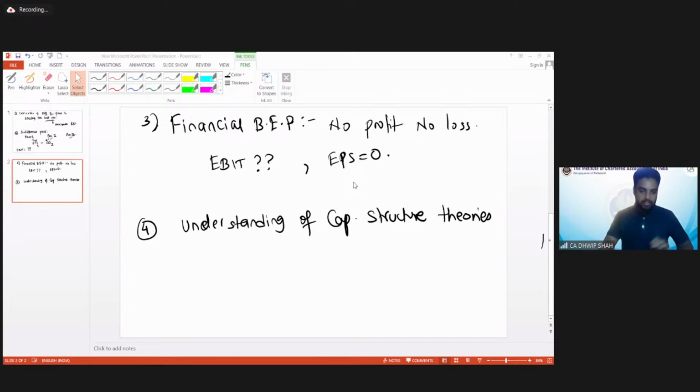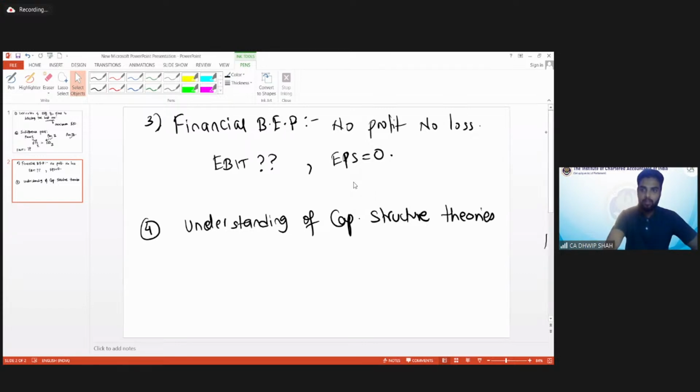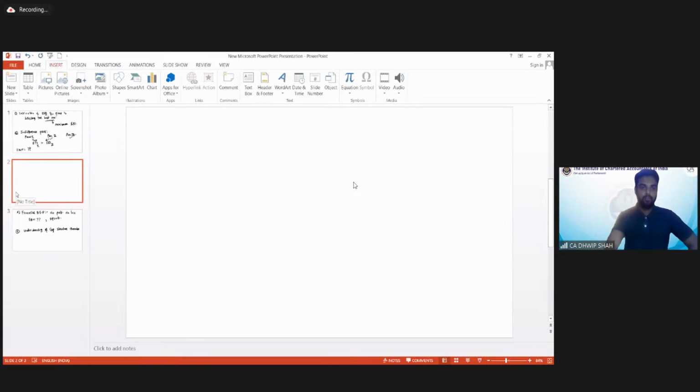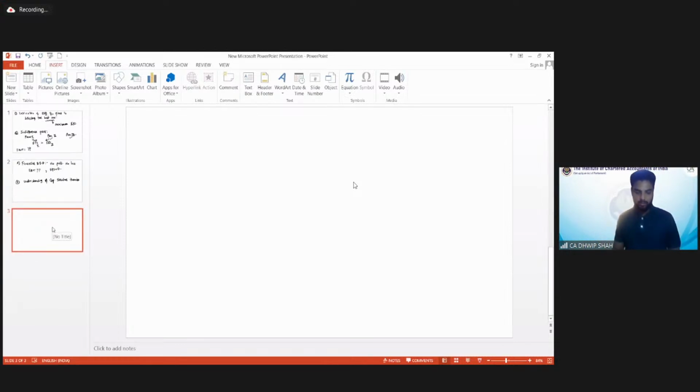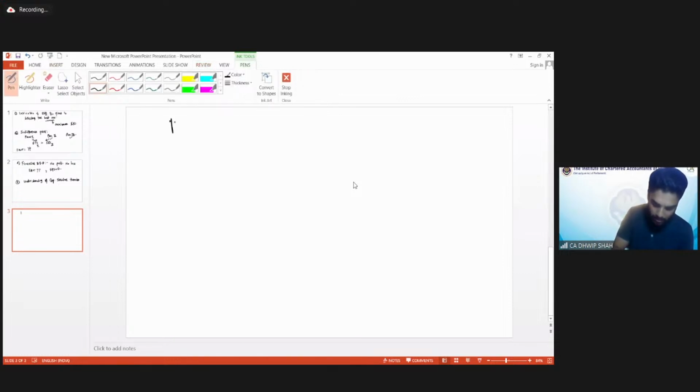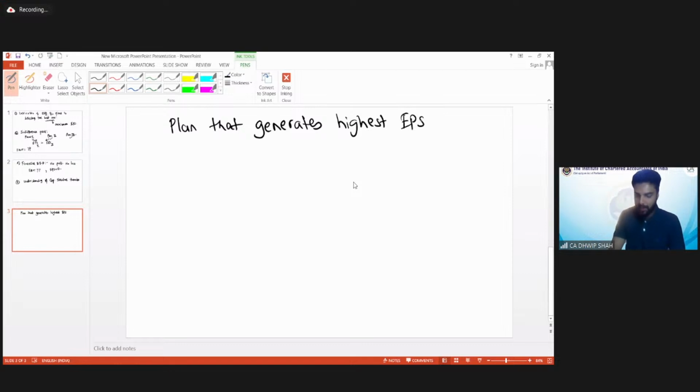So the first learning objective is understanding or evaluating different financial plans and selecting the best one. Evaluation of different financial plans and selecting the best one. As I said, the best plan would be that plan which generates highest EPS. Or if the P/E ratio is given, then we will calculate market price as well. So the plan that generates highest MPS will be selected.